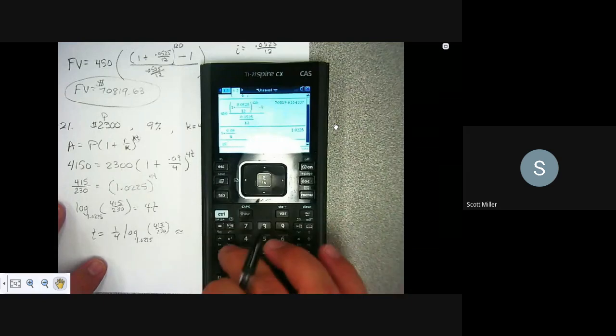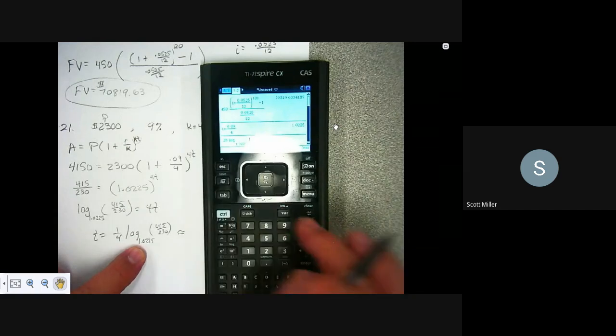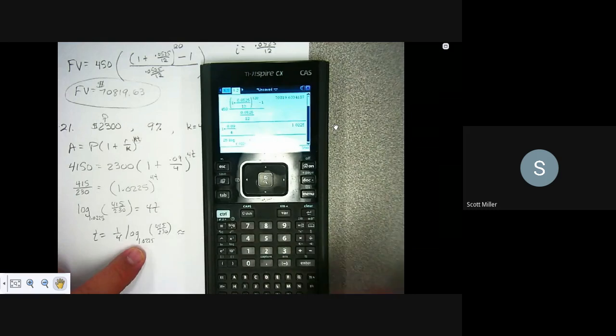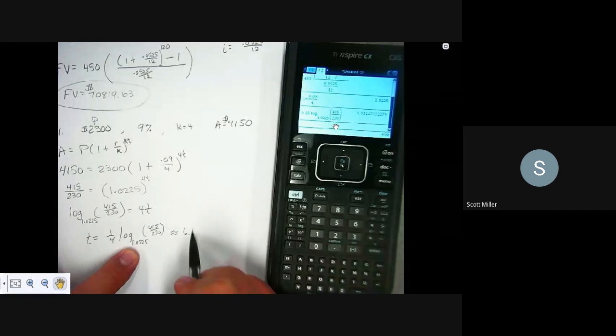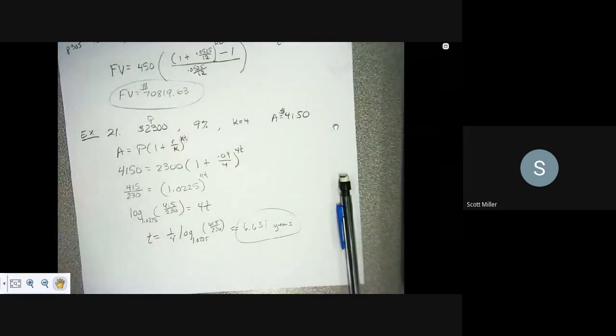Times the log base 1.0225. You got to type it all in there. 415 divided by 230. 6.631 years, rounded to 3 decimal places. So these are some of the problem types we're going to be doing, and we'll do more examples in person.